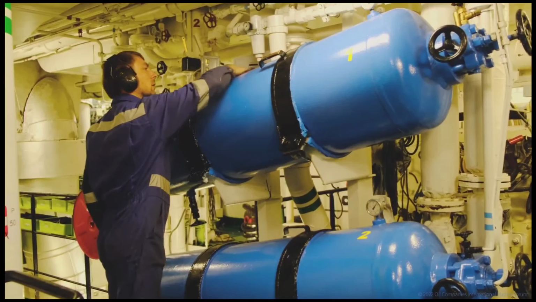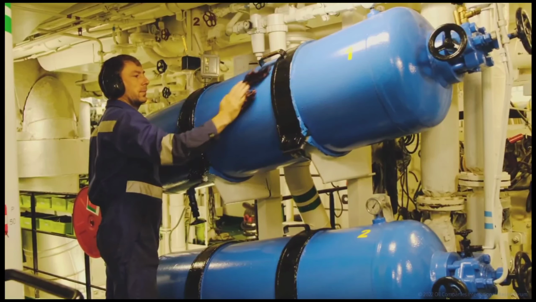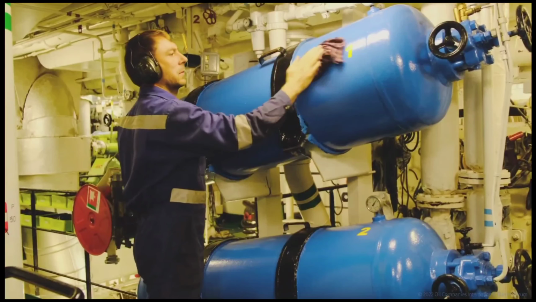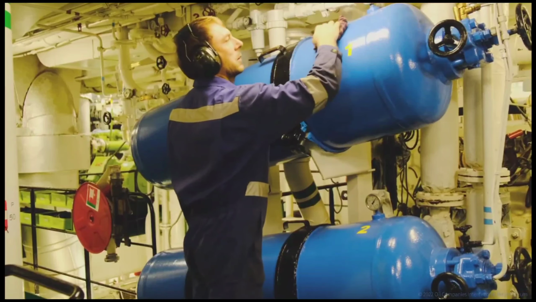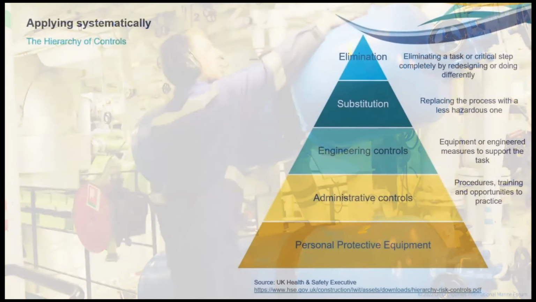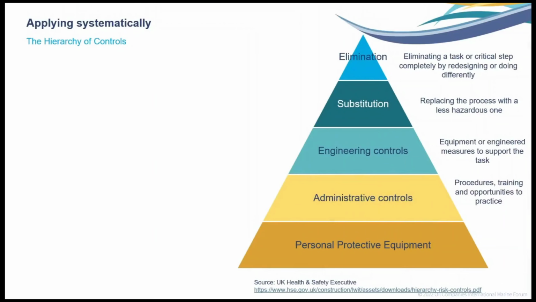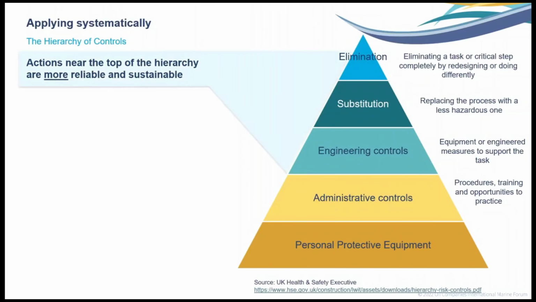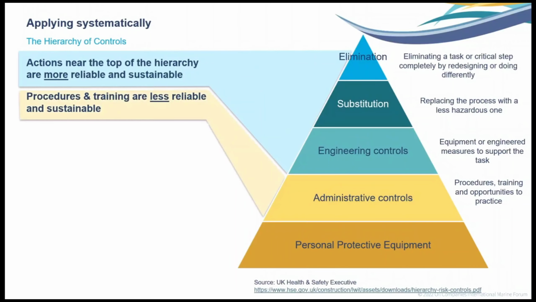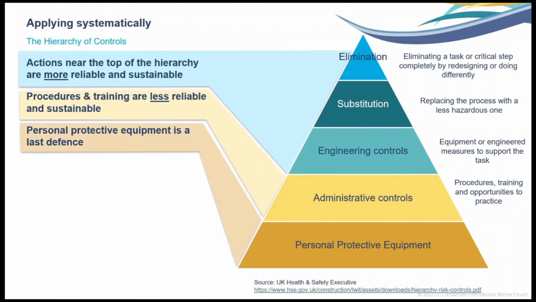Being systematic when we take action is also important. Just because an issue is identified in the people part of the system, it doesn't necessarily mean the solution lies in the same place. A hierarchy of controls is a way of thinking about the reliability and sustainability of any action we take. Actions near the top of the hierarchy are more reliable and sustainable. Procedures and training are less reliable and sustainable. And personal protective equipment is a last defense. Through this lens, we see that procedures and training may not be the most effective way to take action.